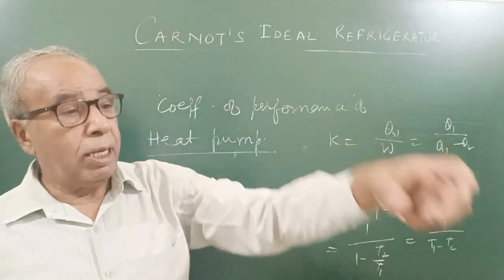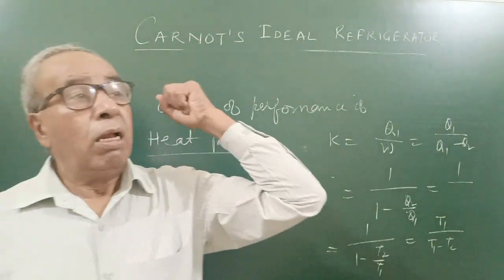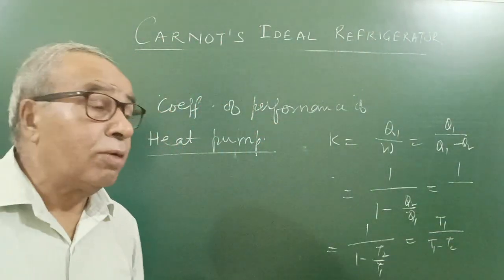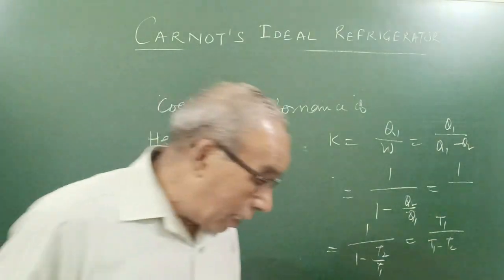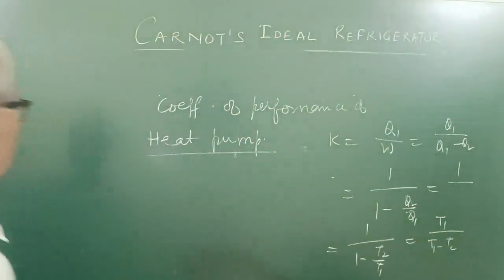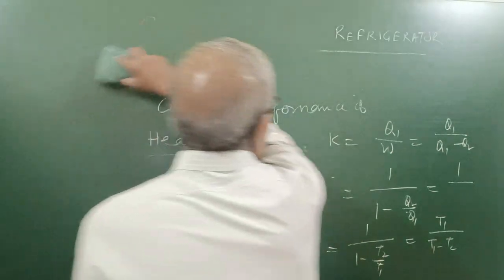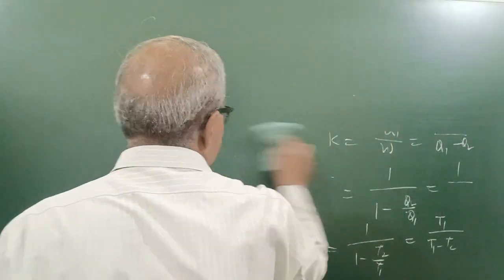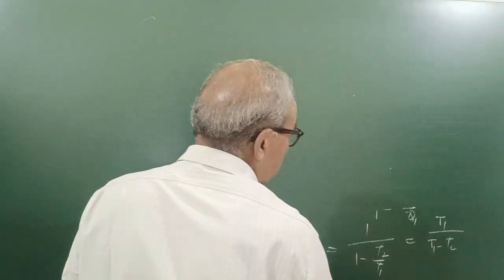If the heat is extracted from a hot body, then the temperature will go down, and you want to maintain the hot body at the same temperature. It means at what rate you have taken heat, you have to supply to that. So this was all about the heat pump and refrigerator.